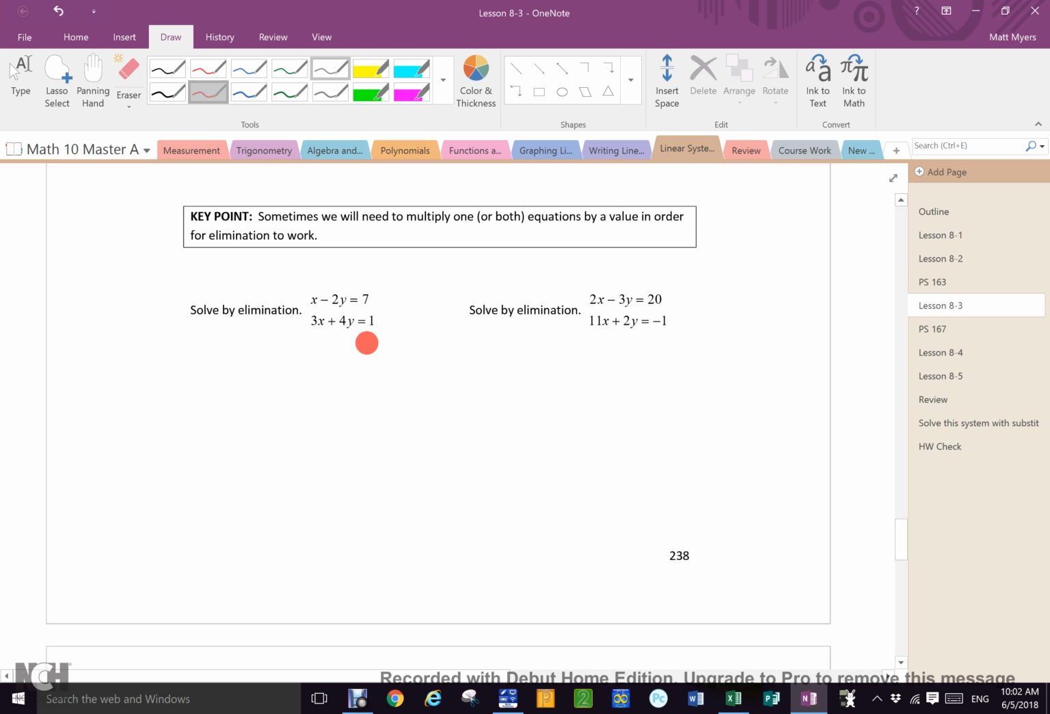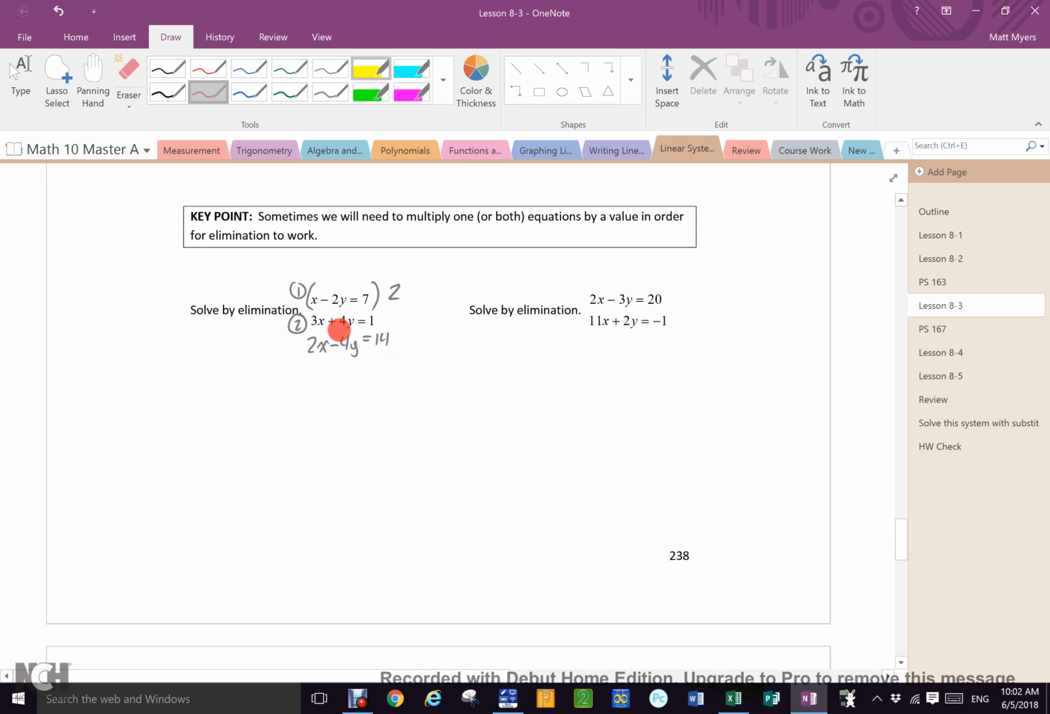Are there two coefficients that are the same? No, there are not. So one of them must need to change its looks. Which one? Should I work with number 1 or should I work with number 2? Number 1 makes more sense because it has smaller coefficients. If I multiply this by 2, what will happen? I will get 2x minus 4y equals 14.